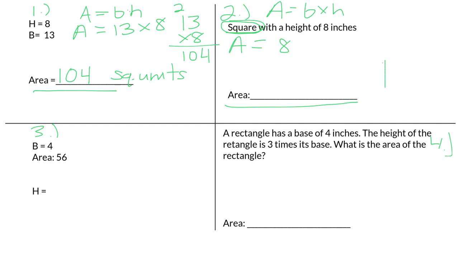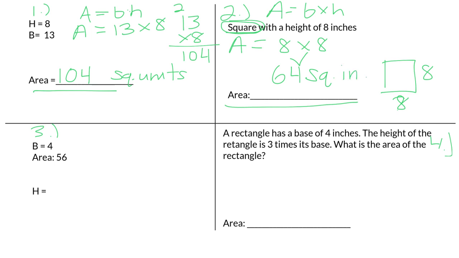If this is a square, and we know that our height is 8, what does this base have to be if it's a square? That means all sides are equal. That means we know our base measure is also 8 inches. So we're going to be multiplying 8 inches times 8 inches. 8 times 8 is 64. That means our area is 64 square inches. I'm going to abbreviate both of those.